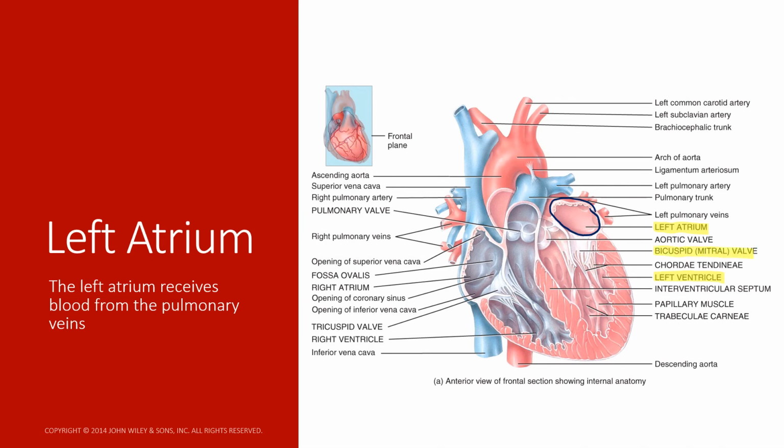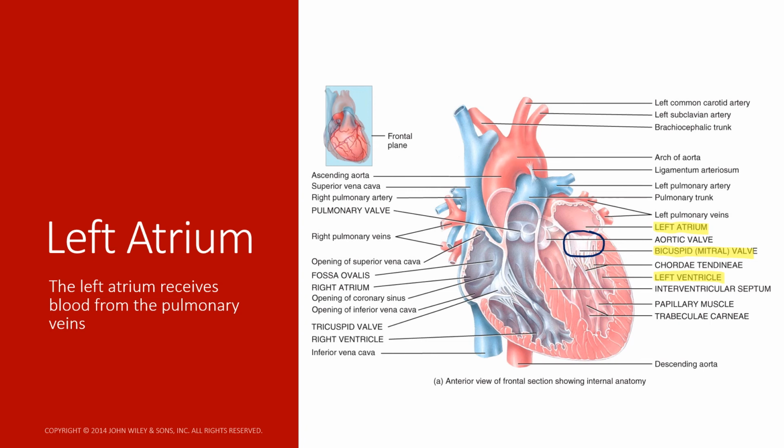Now blood is going to pass from the left atrium into the left ventricle by the bicuspid valve. So this bicuspid valve is right here. And just like the tricuspid valve, which has 3 cusps, the bicuspid valve has 2 cusps. And this valve, just like the other one, is called the left atrioventricular valve.